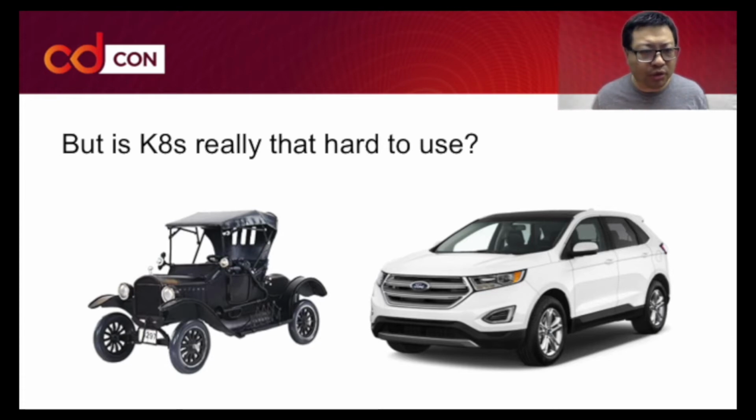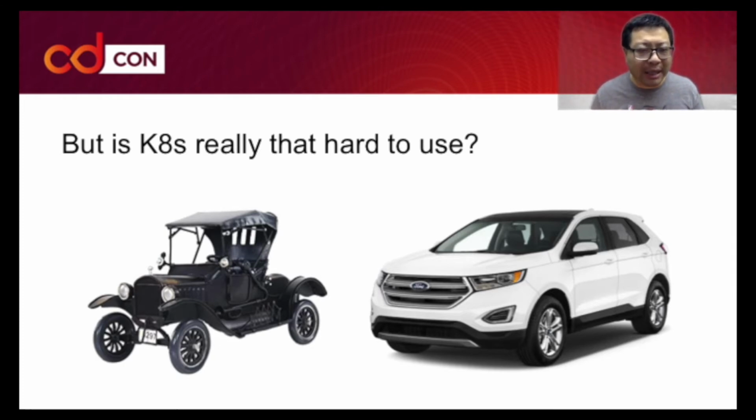Look at these two pictures. On the left side is a 1918 Ford Model T. On the right side is a modern day Ford. Which one of them is more complicated? Or let me ask this, which one has more parts? Of course, it's the modern day Ford, right? But which one is easier to drive? Ironically, it's still the modern day Ford. It's easier to drive. So how did that happen? And why did it happen?